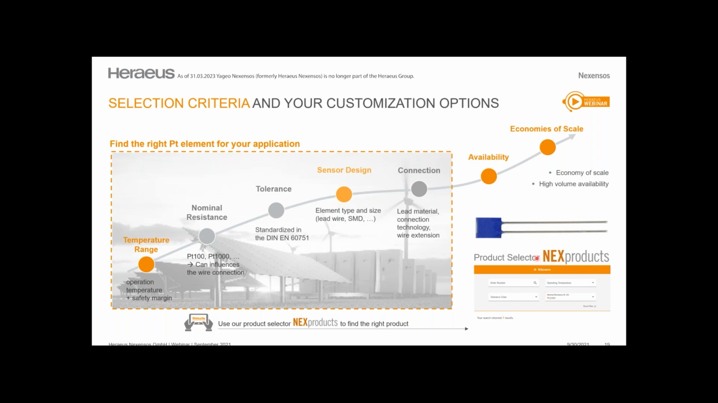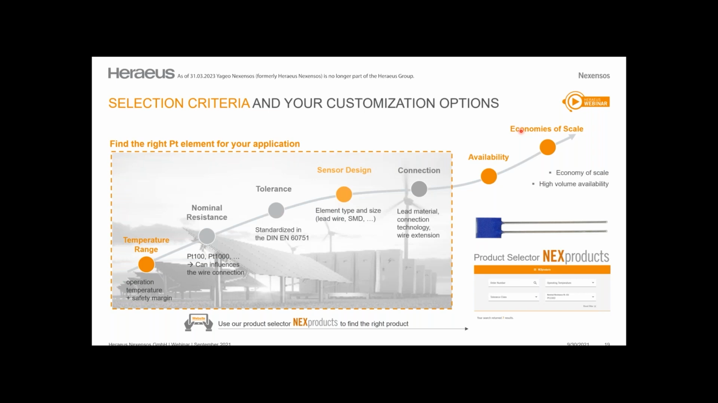What is not in the calculator, of course, are these 2 aspects: availability and economies of scale. That could be of importance if you really go for huge values and volumes. Think about a couple of 100,000 elements or projects that go into the million. In this case, we always recommend you talk with your sales contact to help you to decide for the right element and to make sure that we can support your volume projects in a good way.